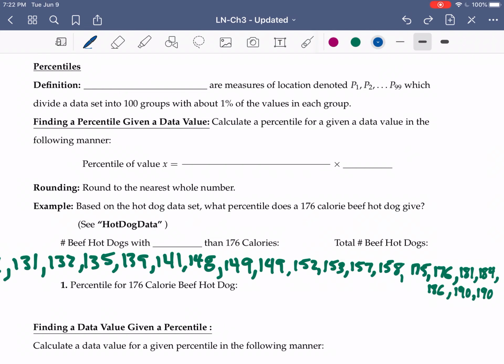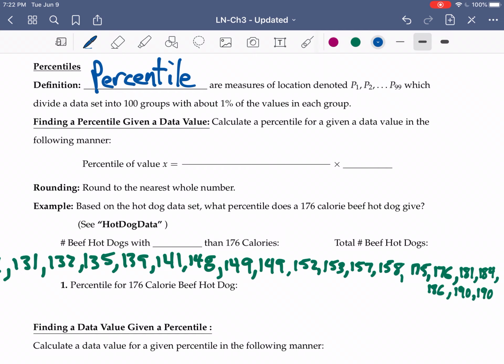In this video, we're going to take a look at percentiles. And percentiles, these are measures of position. They tell us about where 1% of the data is. It splits the data into these different 1% pieces.